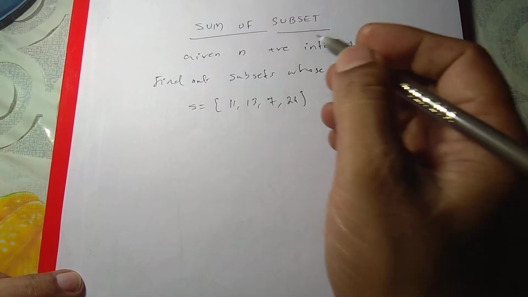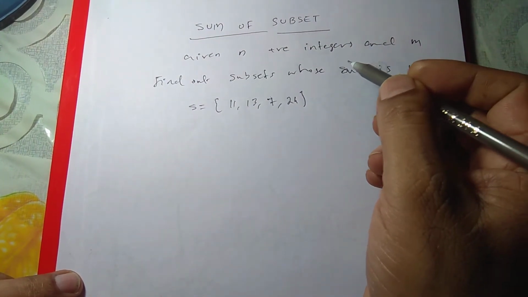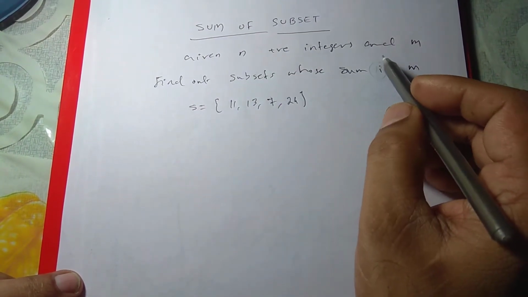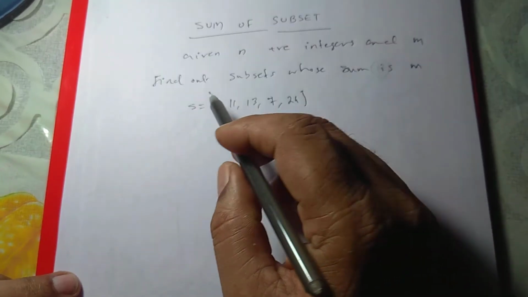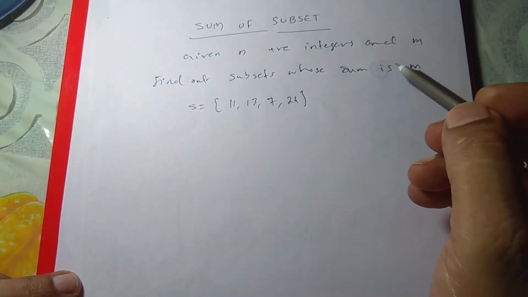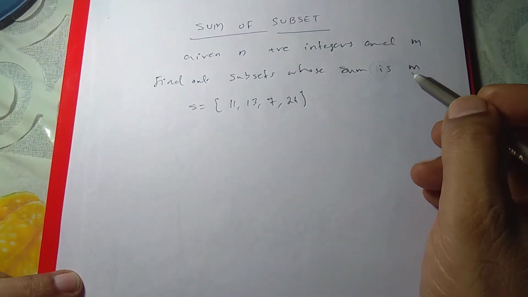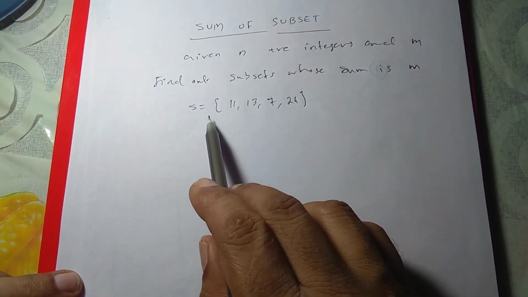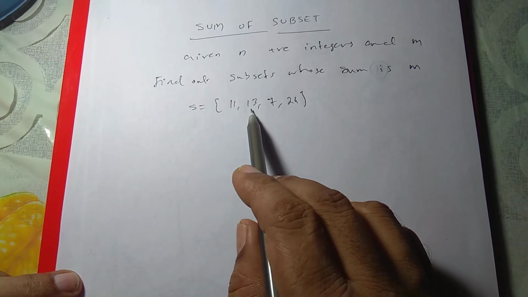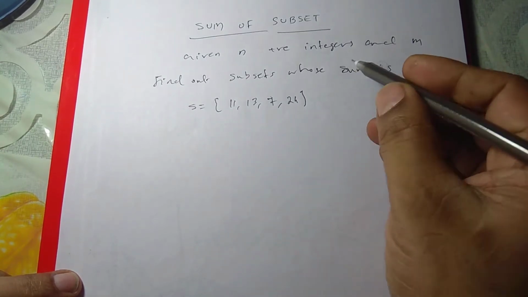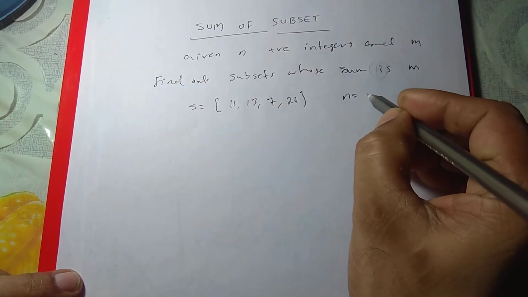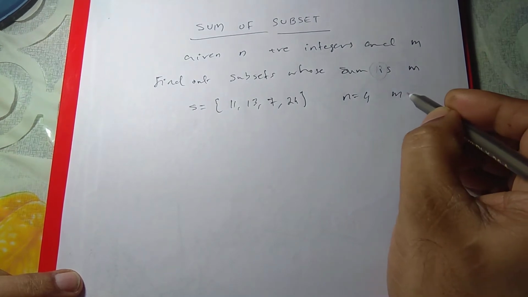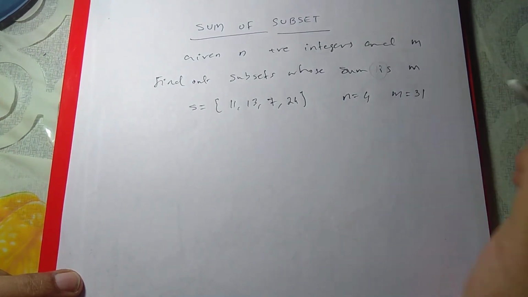Today we will discuss the sum of subset problem. Given n positive integers and m, find out the subsets whose sum is m. For example, our set S equals 11, 13, 7, 24, n equals 4 and m equals 31.